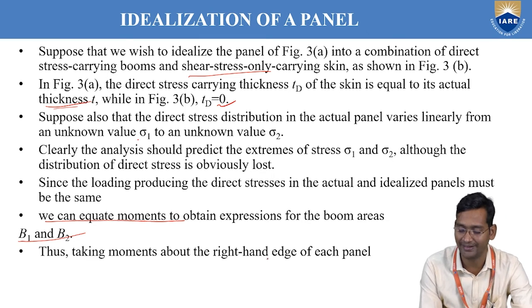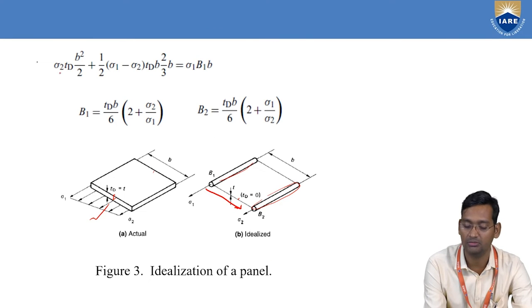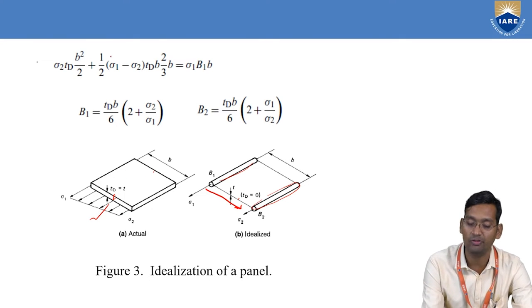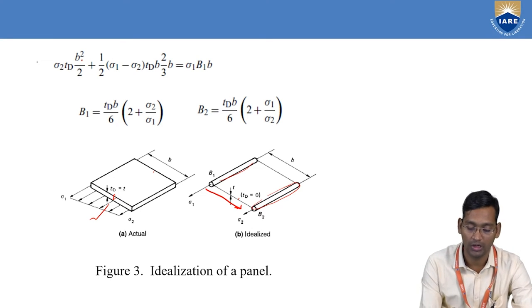We take moments about the right hand edge of each panel. So just take moment about the right hand edge. After taking moment, what will we get? Sigma 2 t_D into b by 2, that is force, the area of half of that, and where it's acting, moment into perpendicular distance. The perpendicular distance will be b by 2. Now the difference of that is half sigma 1 minus sigma 2 t_D into b into 2 by 3 b, where it acts at the center of gravity from the opposite side. And that equals, on the second side, sigma 1 B1 b.